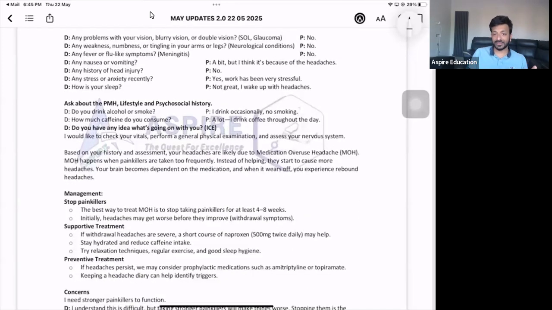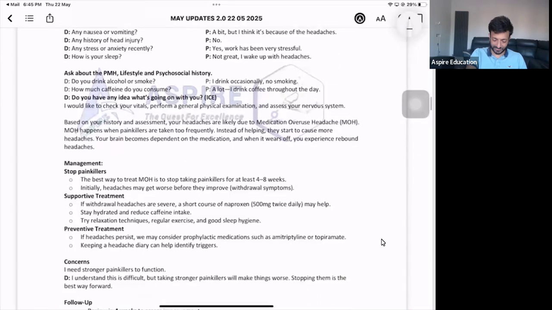You have to stop painkillers. Are you going to stop them abruptly or are you going to step it down slowly? What do you think? Answer it. Are you going to stop it abruptly or are you going to taper it down? What do you think? Abruptly stop paracetamol and NSAIDs, taper opioids gradually. Okay.